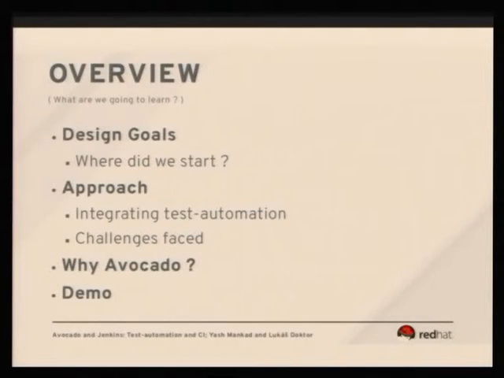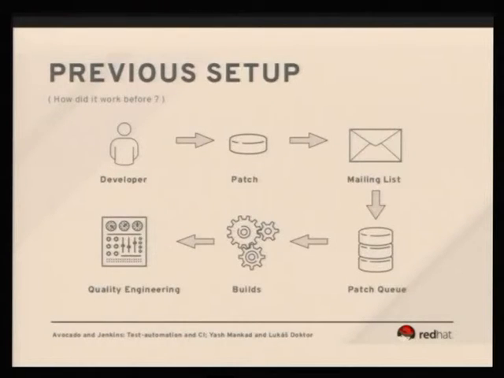We are then going to discuss how we are using Jenkins to address some of those issues and the approach we took in integrating the test automation efforts within the CI setup, within the development process, and the challenges we faced in doing the same. I then have a small demo where I'm going to show you how all of these things work together. Lukáš will then take over, and he's going to be talking about the basics of Avocado and the developments that have been made over the last few months. And even he has a small demo lined up for you guys. So let's begin.